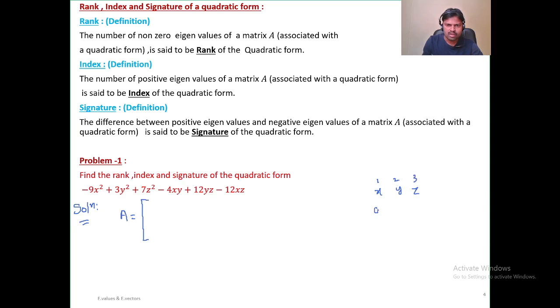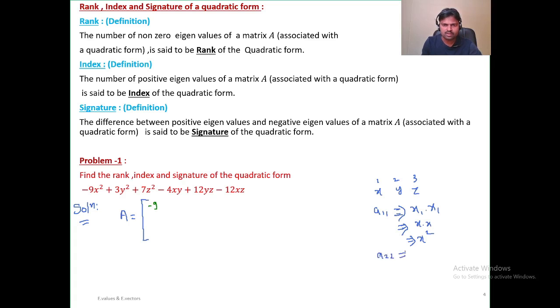Now A11 means what? A11 is nothing but in general x1 into x1, because the index is 1, 1. But here what is the first variable? X only. X into x is nothing but x square. So A11 is nothing but the x square coefficient here. The x square coefficient is minus 9. So therefore A11 is minus 9.